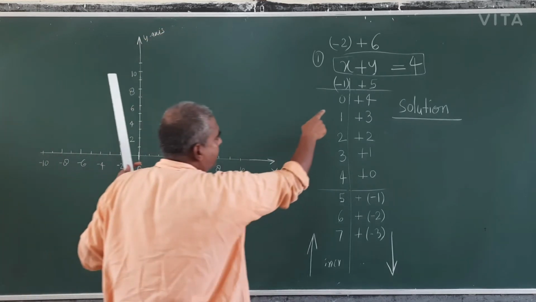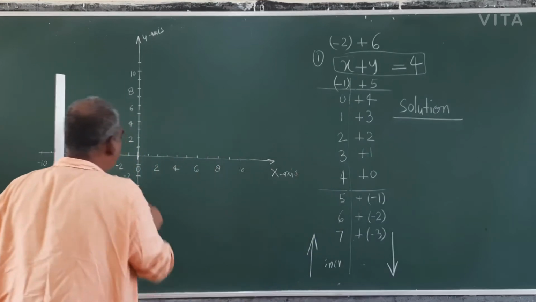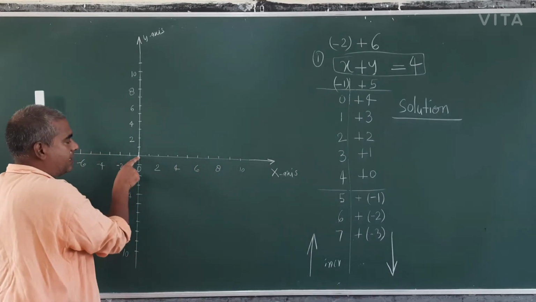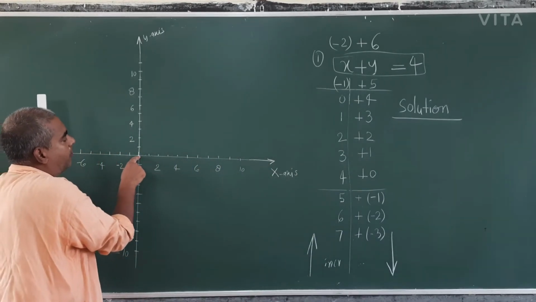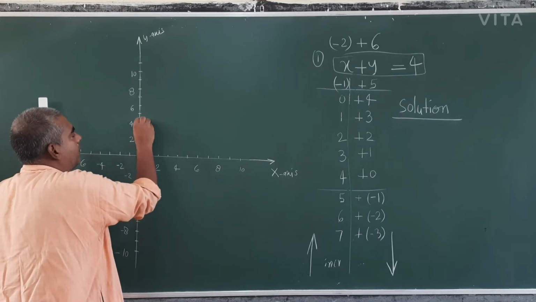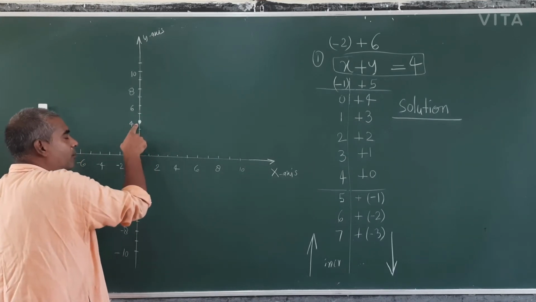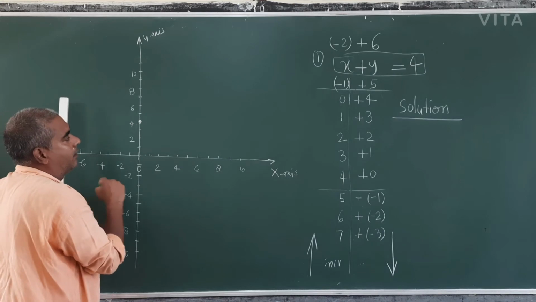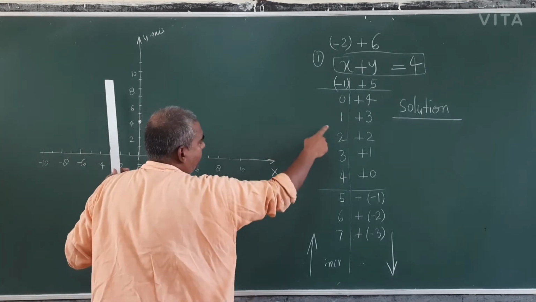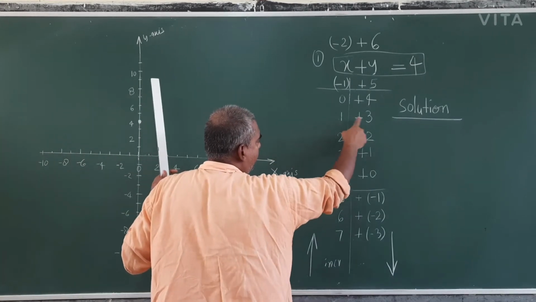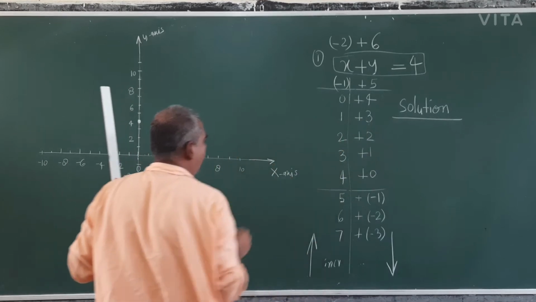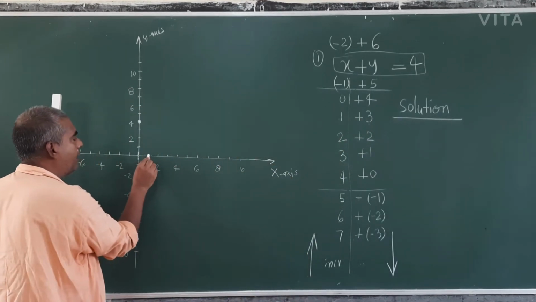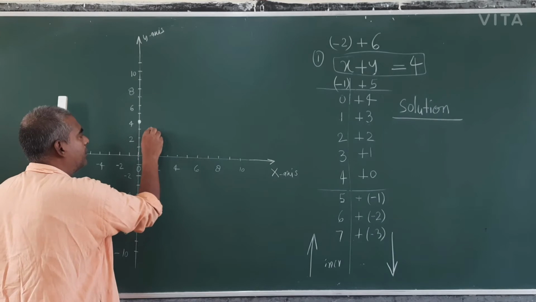So first point 0, 4. First we will take x axis. So this is x axis 0, 4. In y axis 4. So this is the first point 0, 4. After that 1 in x axis 1 and y axis 3. X-axis 1 and y-axis 3. This is 3.